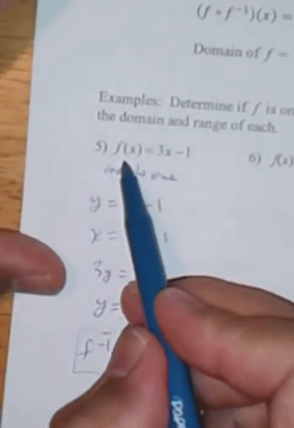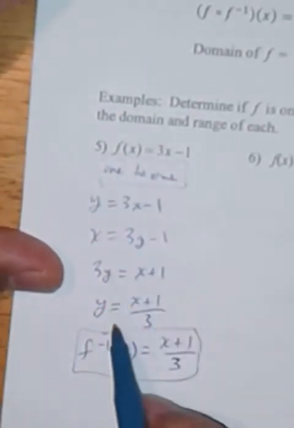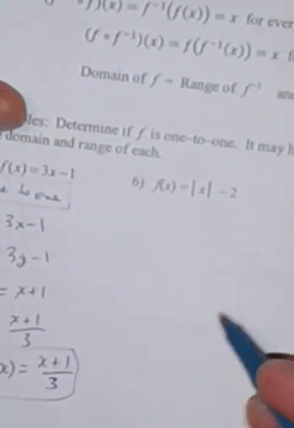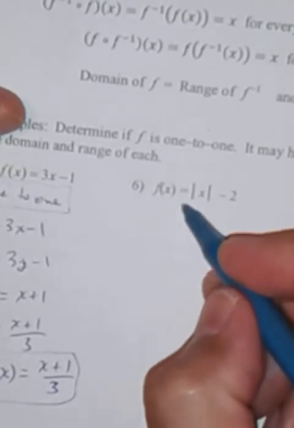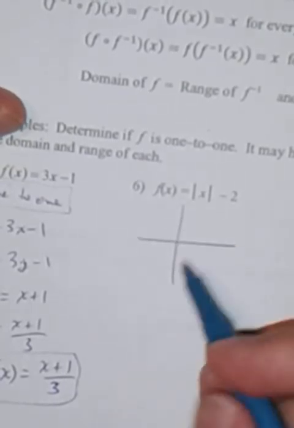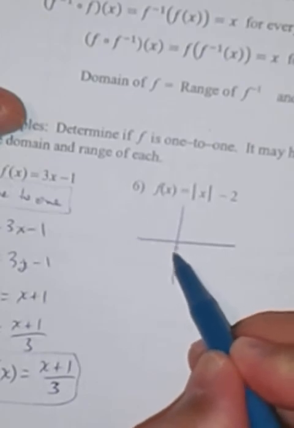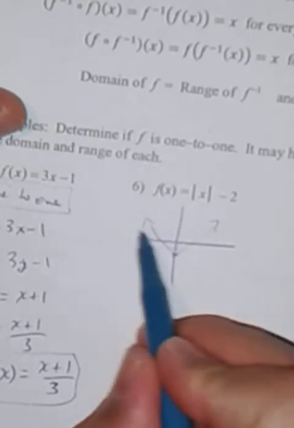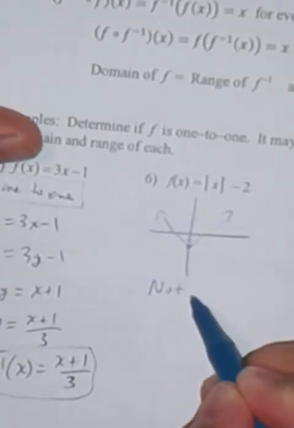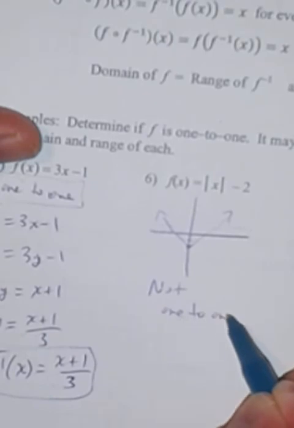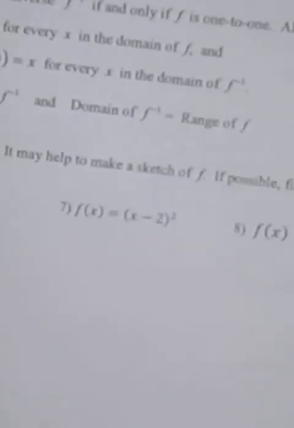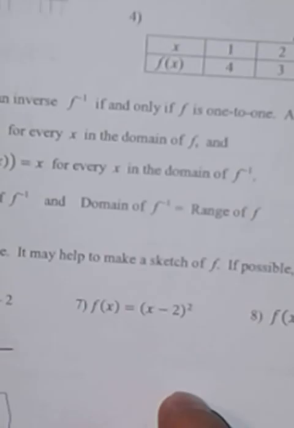All right. Don't forget they have to be one-to-one. If they're not, then we cannot find an inverse. F of x equals the absolute value of x minus 2. This is the absolute value of x shifted 2 down. Remember the absolute value of x? It's the v, right? If it's shifted 2 down, it's like so. All right. It is not one-to-one because some horizontal lines cross it twice. Therefore, it has no inverse. Okay. All right, and we will leave 7 and 8 for class. All right, and that is the end of section 5.